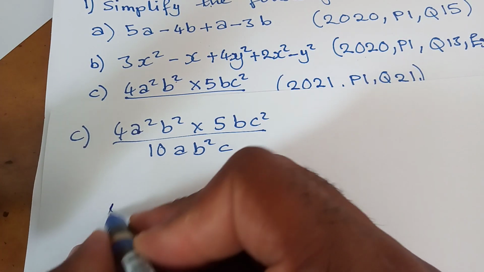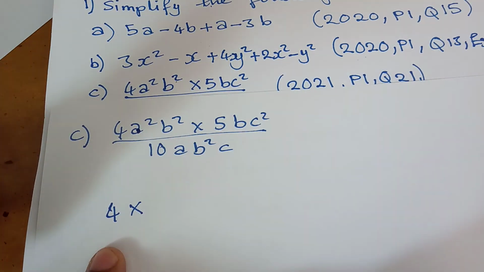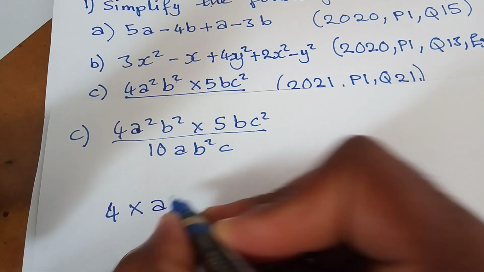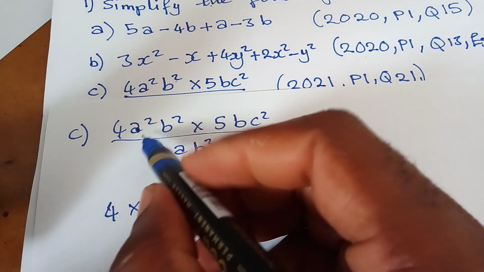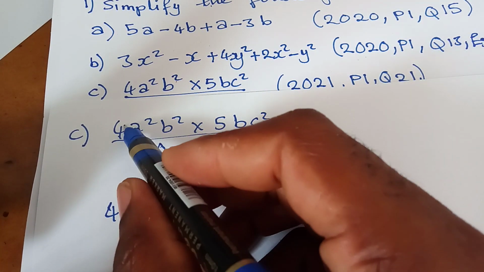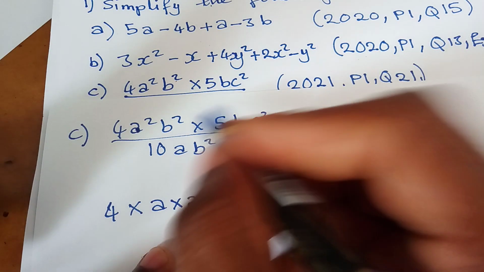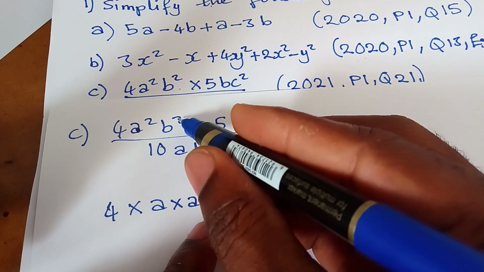So you can write your 4 and then write a squared in expanded form. So this one will be a multiplied by a. And then remember, when you have no sign, it means you are multiplying. We don't usually write this, but they decided to write it anyway. So multiplied by, we have a b squared.